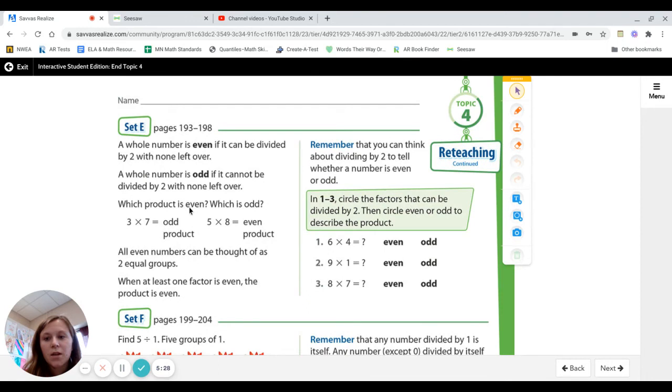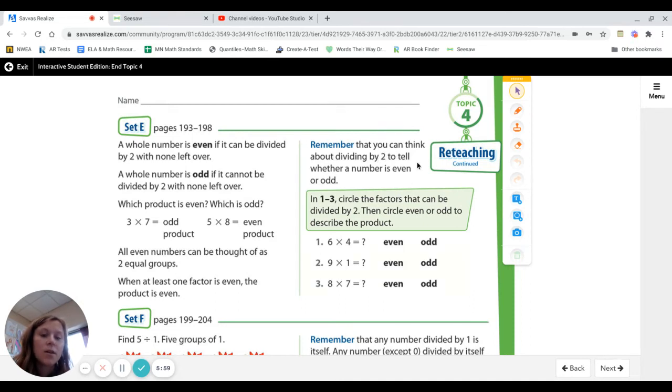Our next part is set E. We're thinking about even and odd numbers. Remember, a number is even if it can be divided by 2 with none left over. A number is odd if it cannot be divided by 2 with none left over. So which product is even, which product is odd? So we know an odd times an odd equals odd. Odd times even equals even. All even numbers can be thought of as 2 equal groups. When at least one factor is even, the product is even. So as long as there is at least one even factor, the answer will be even.